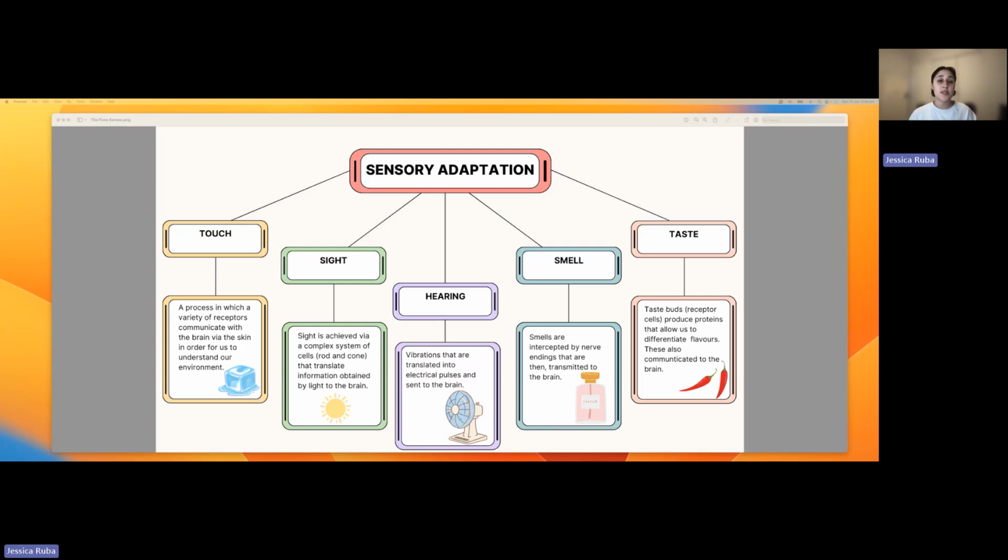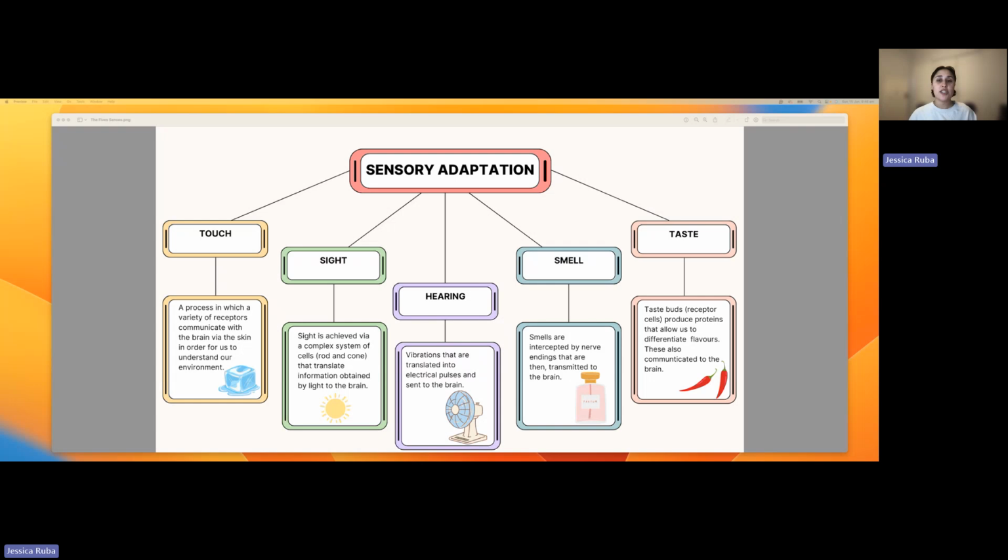and the five senses responsible for this. As you can see, we'll go through the processes touch, sight, hearing, smell, and taste, and exactly how those are achieved. The images give you insight into the examples we will use today in regards to how sensory adaptation is perceived in our environments as well.